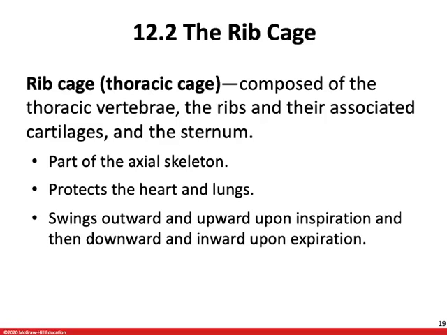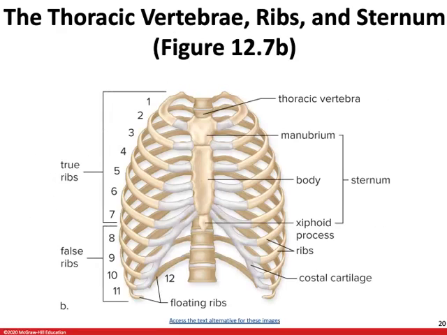All right, so moving forward from the spinal cord, we do have the rib cage. The rib cage, also known as the thoracic cage, is going to be composed of the thoracic vertebrae, the ribs and their associated cartilages, and the sternum. So this is considered part of the axial skeleton. It's going to be responsible for protecting our heart and lungs, and it's going to swing outward and upward upon inspiration and then down and inward upon expiration. If you remember from our discussion on the respiratory system, the rib cage is going to be the area that moves up and out when you breathe in and down and inward when you breathe out.